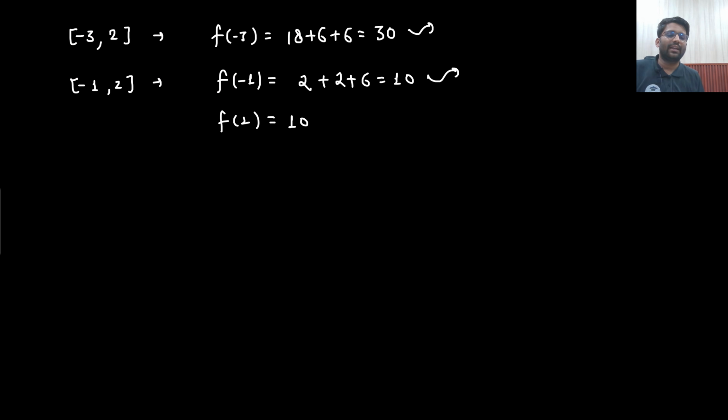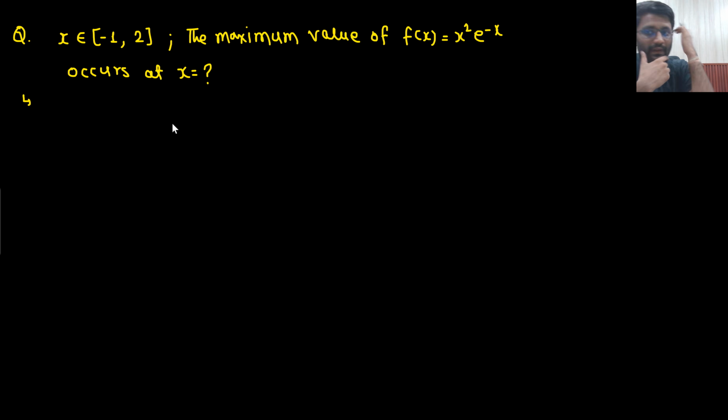Is that clear to you? Let's try solving the next question. This is a good question. Find out the maximum value of f(x) = x² e^(-x). At what point of x will the maximum value occur for the given interval, which is from -1 to 2? So for this given interval, at what value of x will you get the maximum value of f(x)?